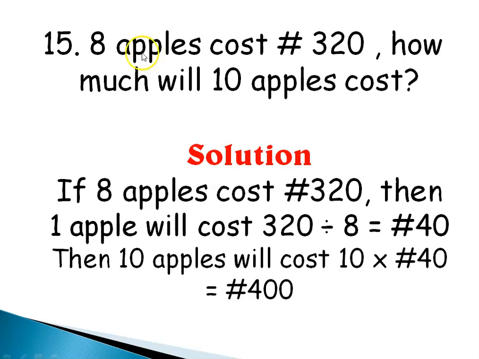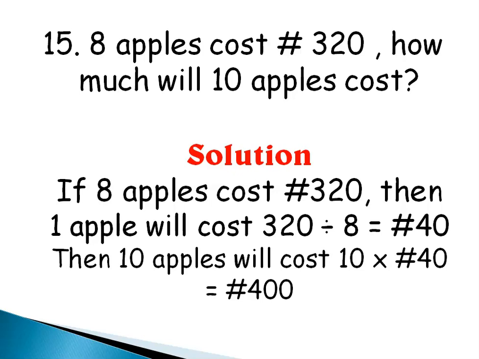Question 15. 8 apples cost 320 naira. If 8 apples cost 320 naira, how much will 10 apples cost? Alright, so if 8 apples cost 320, then for me to know the cost of 1 apple, I'll say 320 divided by 8. And that will give me 40 naira. So 1 apple costs 40 naira. If 1 apple costs 40 naira, then 10 apples will cost 10 times 40 naira. 10 times 40 is 400.